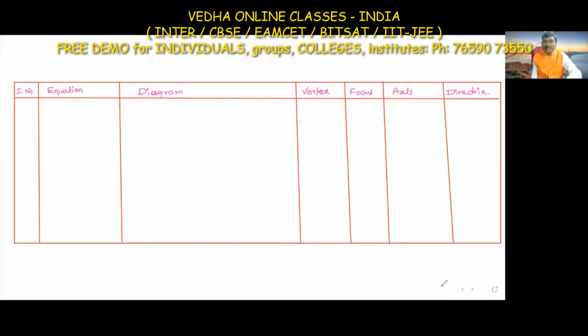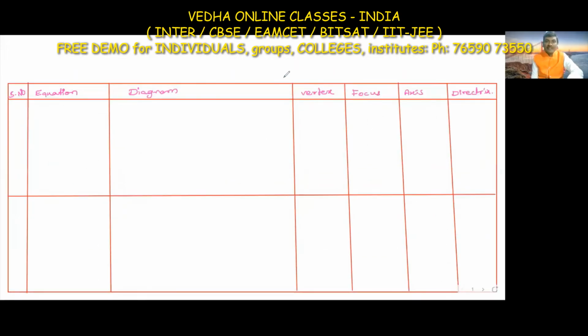Next, the third one. So far we discussed y square equals 4ax and y square equals minus 4ax. Now the third equation is x square equals 4ay. In this equation, I am taking the x-axis and the y-axis here.